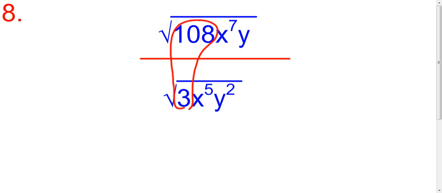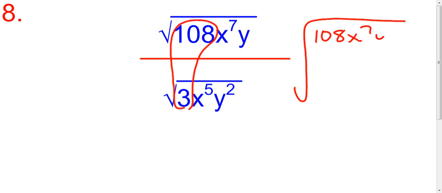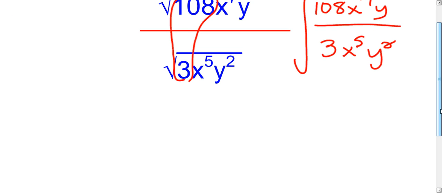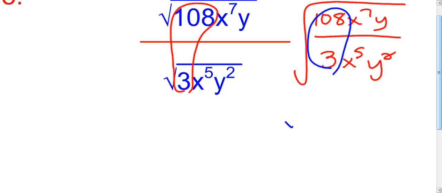And so actually, I'm going to write it like this so that you are not confused. We can think about this as one giant radical right now. Okay, so we're going to reduce what we can inside that radical first. So the 108 divided by 3 reduces to be 36. So I will have the square root of 36.